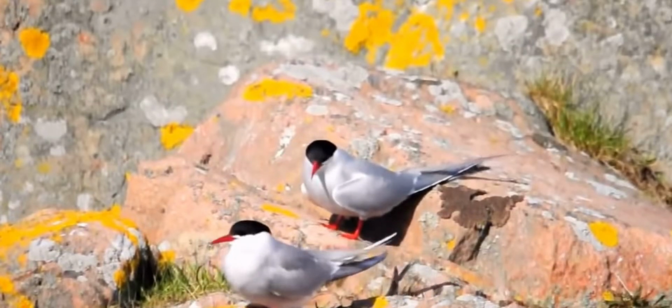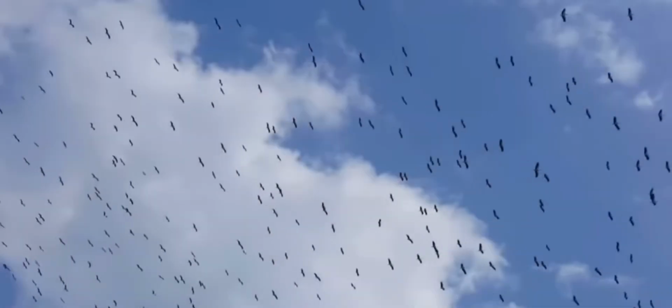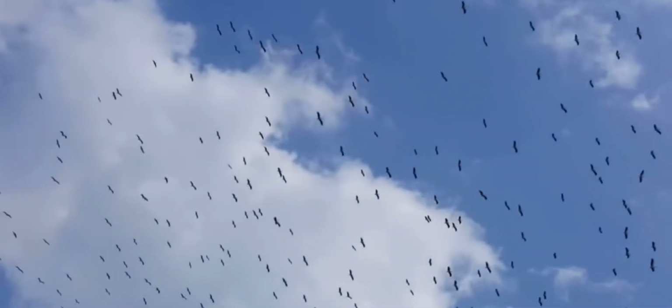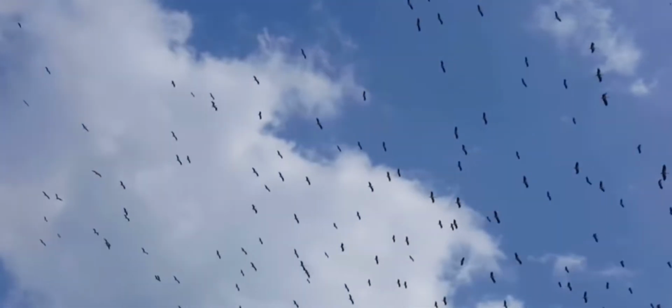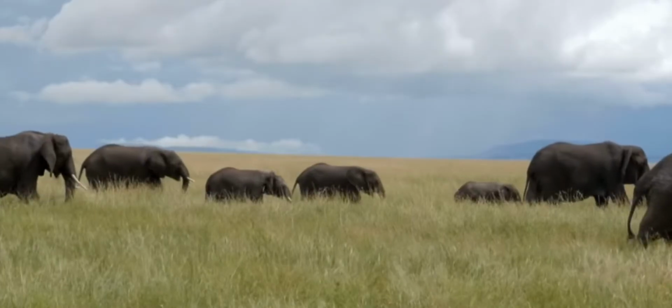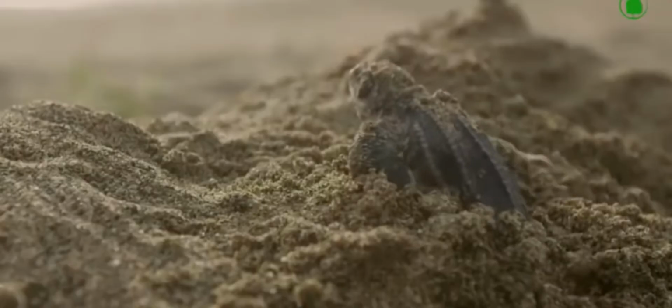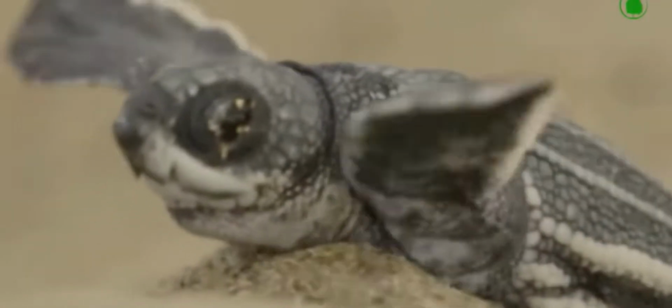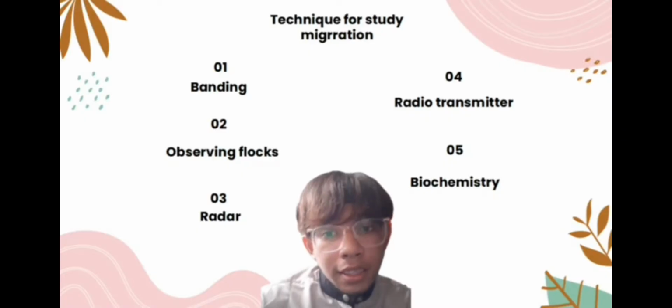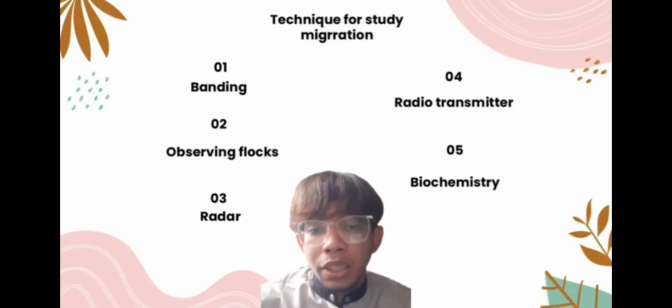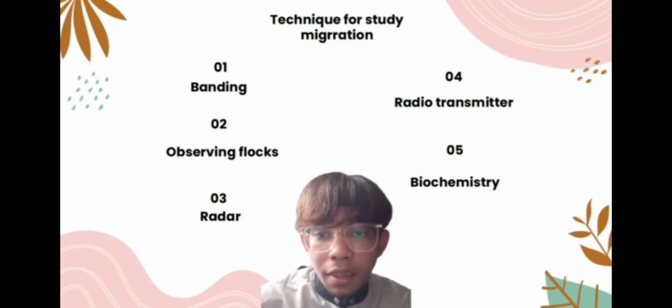There are two important factors that make migration different from other types of animal movement. The first one is that migration happens seasonally, and the second one is that migration involves a return journey. So next I will talk about the techniques for studying migration behavior. There are 5 of them.